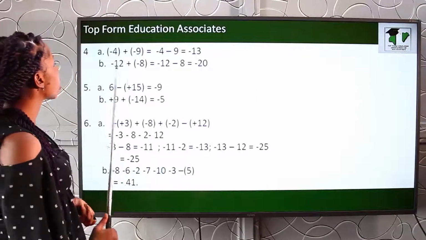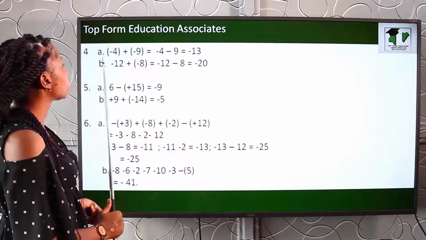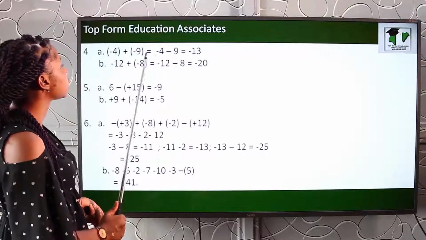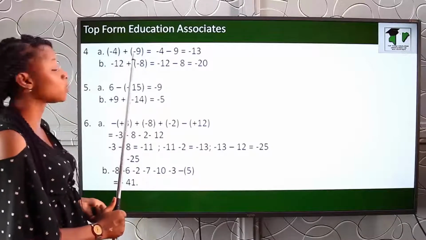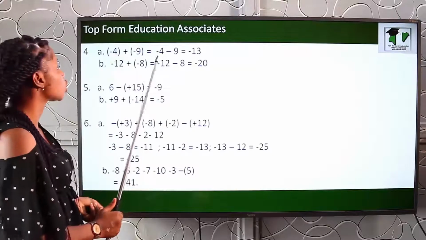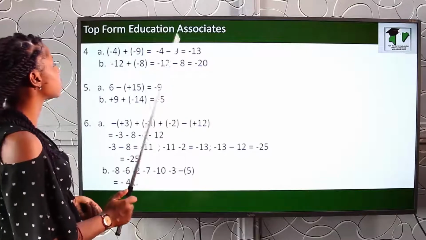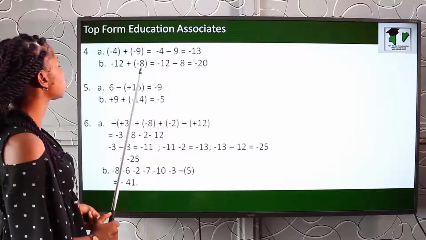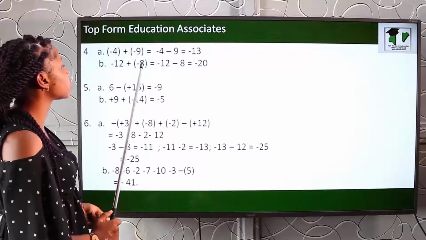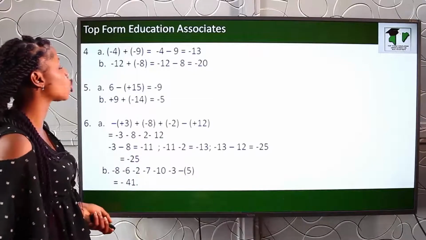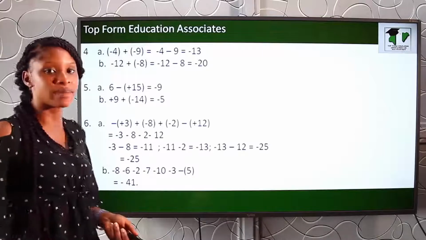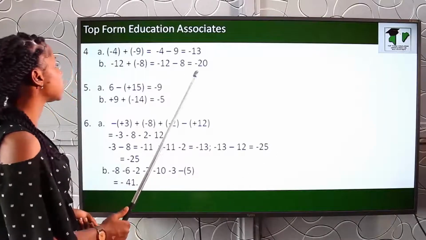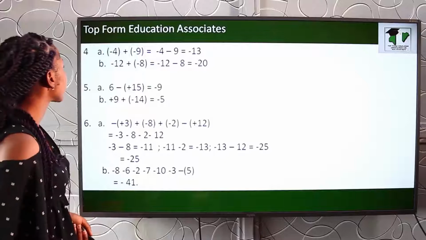Now, we're asked to complete these. In the question we're asked to find the sum of these. If you remember from what we said, plus and minus will give us minus. So simply minus 4 minus 9 is minus 13. And the same thing for this, minus 12 plus minus 8 is the same as minus 12 minus 8, because plus and minus is minus. So our answer is minus 20.